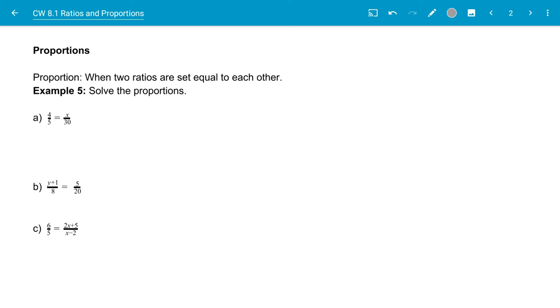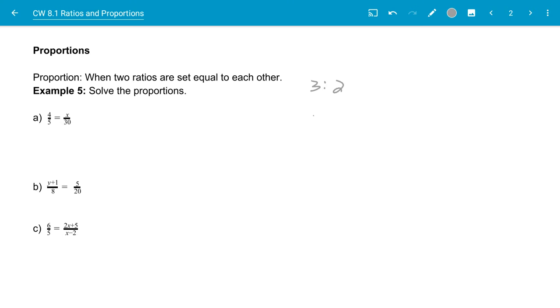Let's talk about proportions for a minute here. So basically, a proportion is two ratios that are equal to each other. Let's think about the last example that we looked at, where we had a ratio of dancers to singers, and that was 3 to 2.